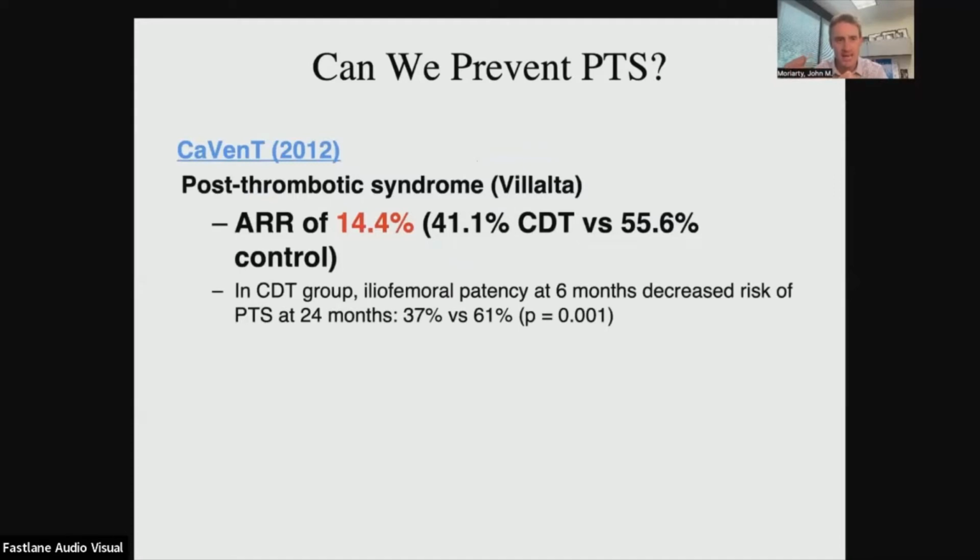That's where we put a little catheter in and we put a clot-busting agent in to get rid of the clot. This is associated with a significant decrease in the rate of post-thrombotic syndrome. 14% less people got it. So that is a significant improvement.